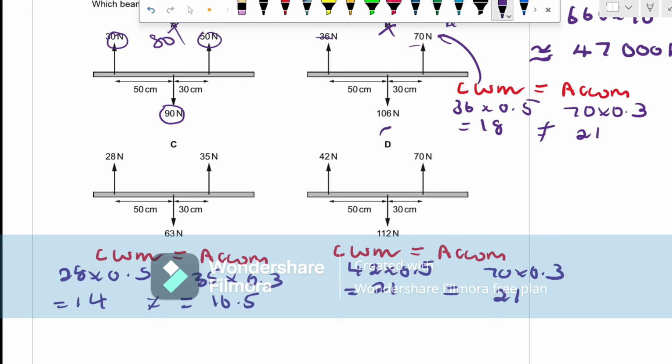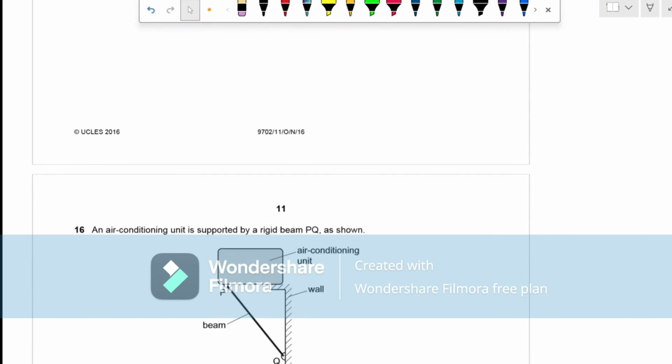Yes, I found it. The answer is D. That's physics for you guys. You have concepts that you're going to apply and try to solve a common problem. So physics, you have concepts, but you have to apply them in solving a particular question.